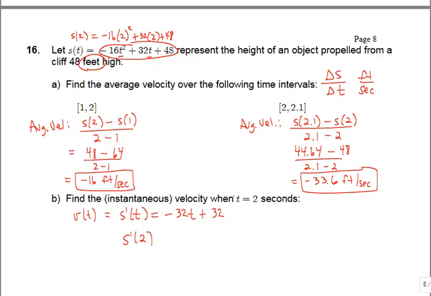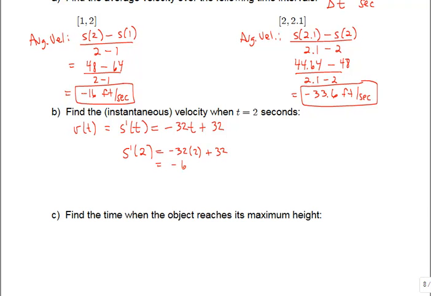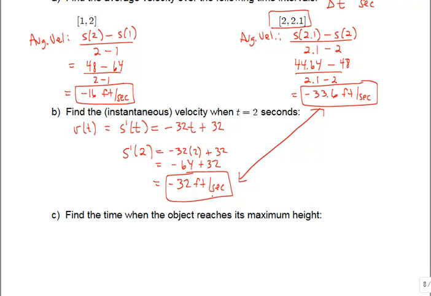We want the velocity at time 2. So I'm just going to plug in 2 seconds for t. So that's going to give me negative 64 plus 32, which is negative 32. And again, the units would be the same as they were for average velocity, feet per second. So this is my velocity at time 2 seconds. Notice that on this interval that was fairly small and close to 2, the average velocity is fairly close to the instantaneous velocity. And the closer I make these two times to 2, the closer the average and the instantaneous velocity will be.